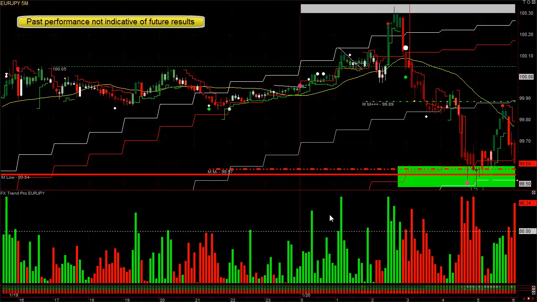Notice the statistical strength is to the upside. The pullback right here is 1/3 the weakness of the previous strength. The daily trend's up, the weekly trend's up. Unfortunately, the monthly trend is still down. And so I would have gone long again right here, and this is my profit target.